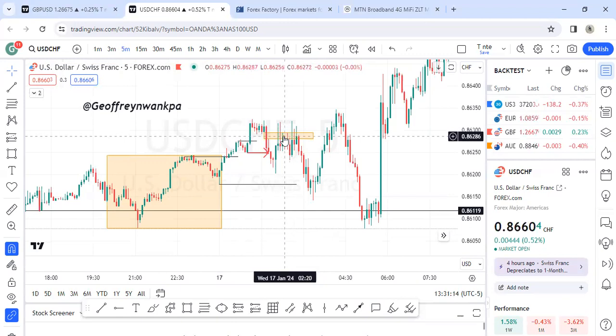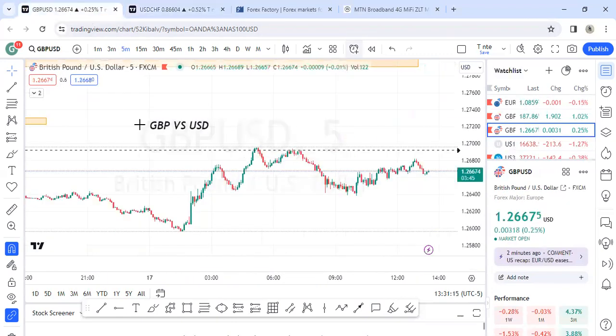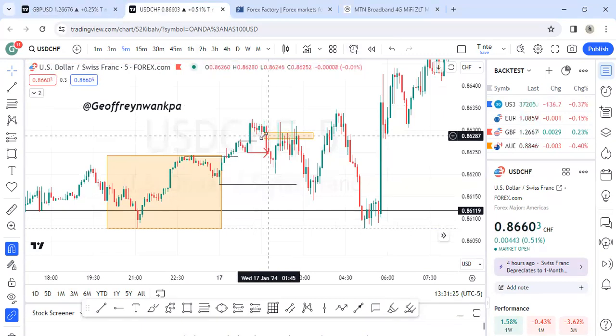So I was watching this, coupled with the fact that GBP was very, very bullish. I was like, okay, GBP is bullish and USD is showing weakness on USDCHF. So I simply went short here, and I think my stops were above this high. So I went short somewhere around there. All right, I went short here.